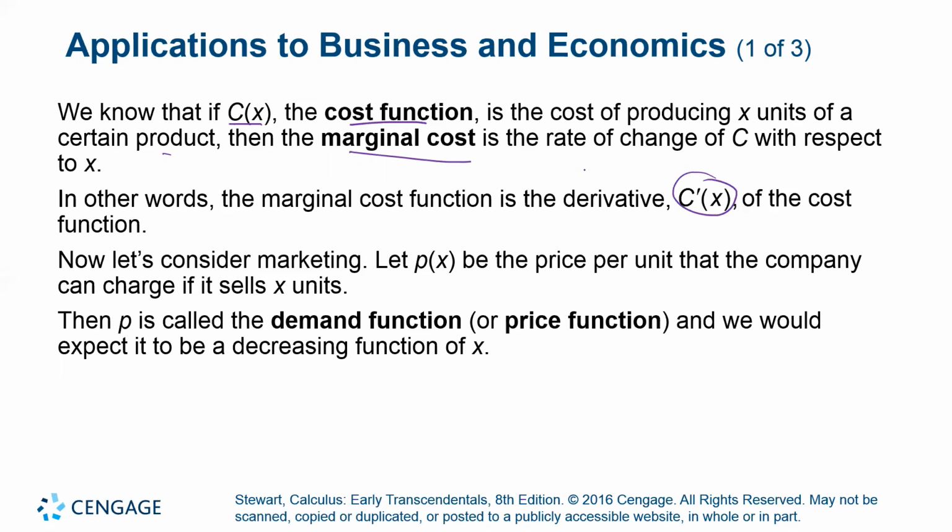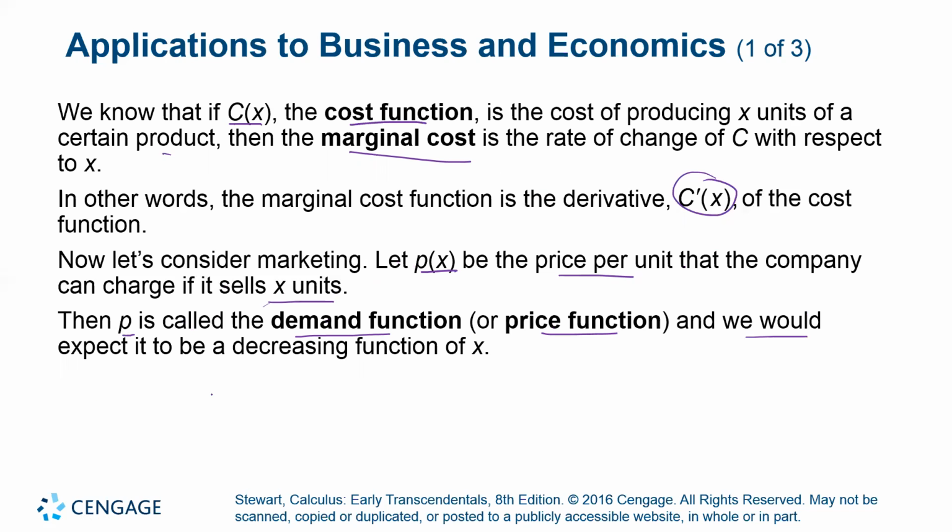In other words, the cost of producing an additional unit of the product. Now we're going to consider P of X to be the price per unit function. You sell X units of the product, and then we have what is called the demand function. So P is called the demand function, or we also call it the price function.